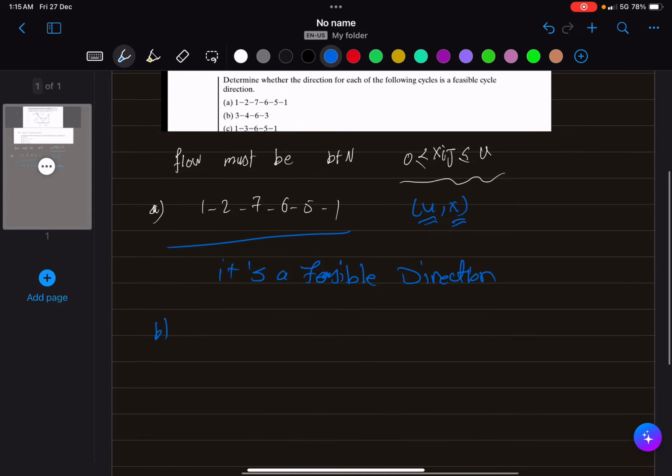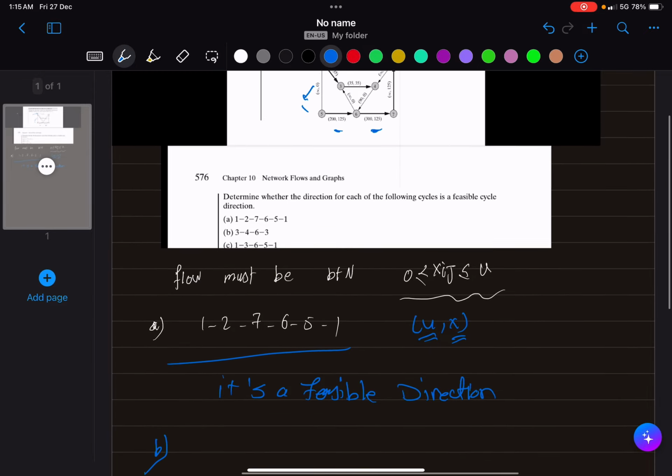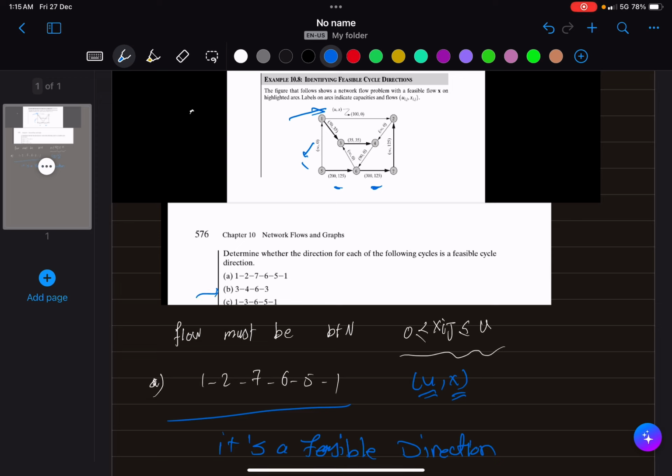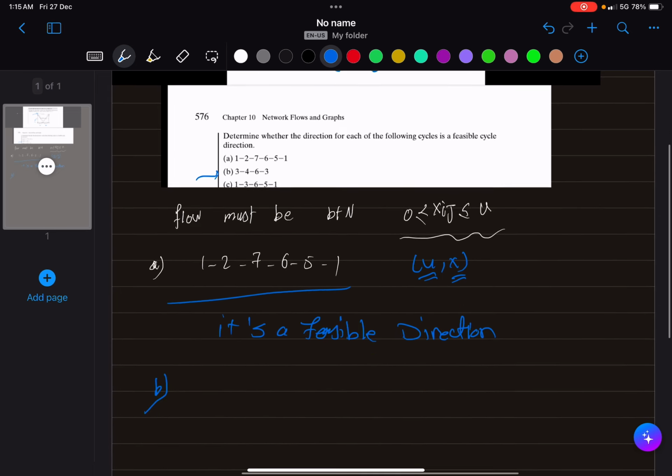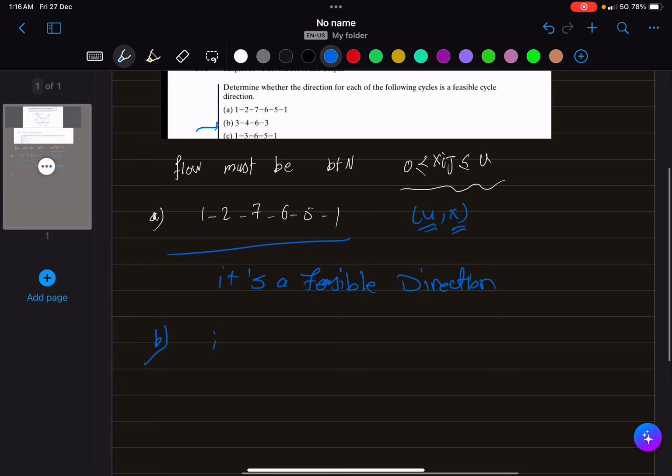For part B, the cycle 3-4-6-3. When we move on the arc 3-4, the flow is 35 and the upper limit is 35. When we add 1, we can't add 1 here. So it is non-feasible.